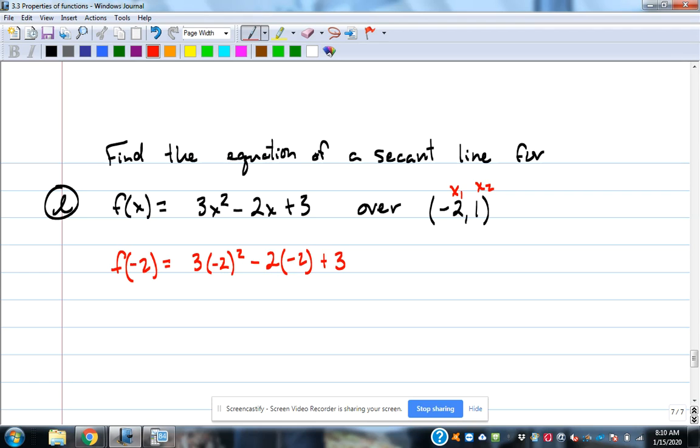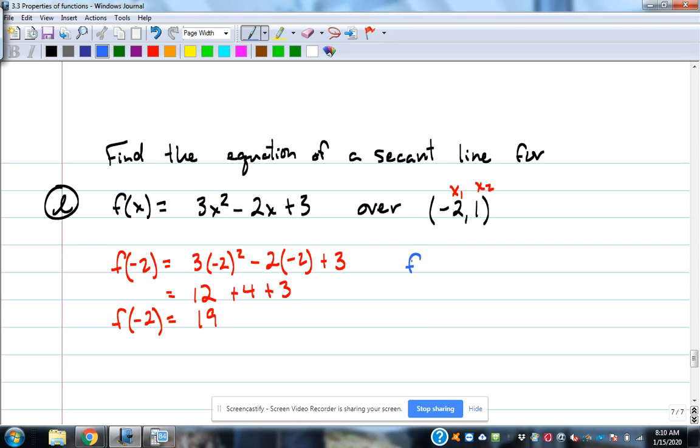Okay. So with, for example, the 3 and negative 2 squared, which do you do? Do you square it or multiply it by 3? Order of operations says parentheses, exponents, multiplication, division. We follow order of operations, so exponents is going to come first. So that's going to be 3 times 4, which is 12, plus 4, plus 3. 12 plus 4 is 16 and 3 more is 19. So f of negative 2 is 19.